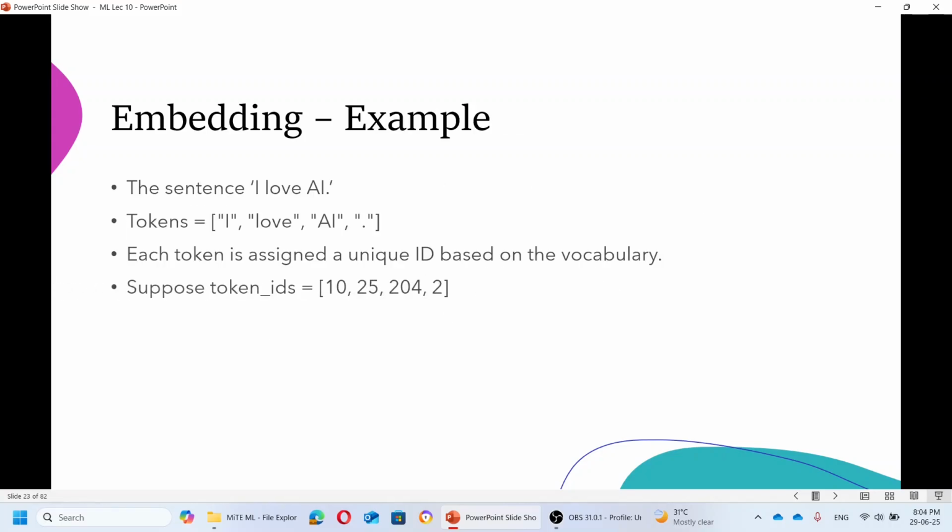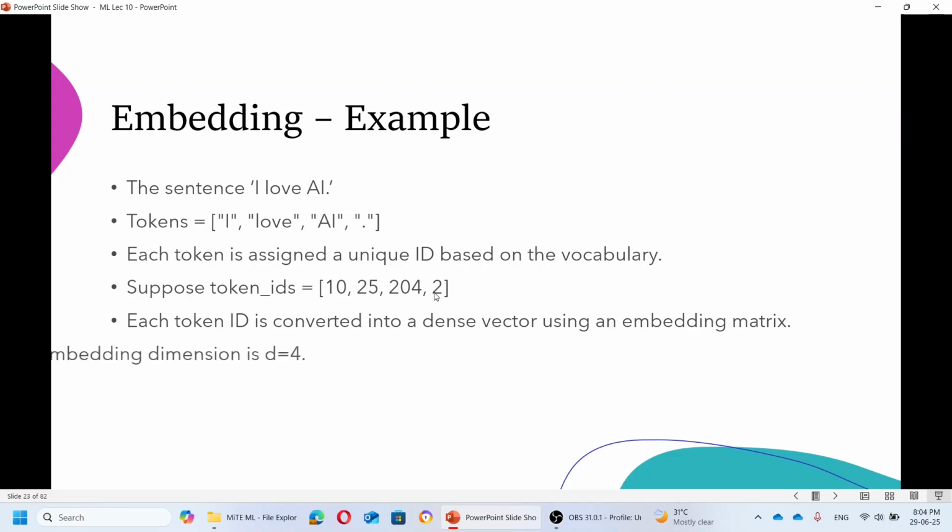For the sentence I love AI, first we take the tokens I, love, AI. Each token is assigned a unique ID. For example, I have assigned 10 to I, 25 to love, 204 to AI, and 2 to the full stop. Each token ID is converted into a dense vector using an embedding matrix. Suppose the embedding dimension d is equal to 4.